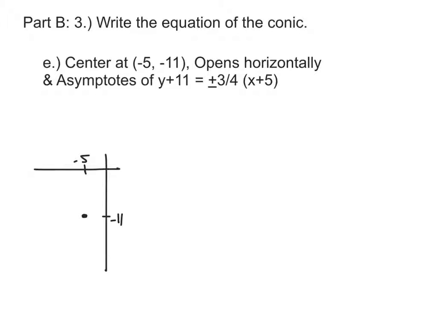The slope from the center is going to be plus or minus 3/4. So if we went up 3 and over 4, that would give us one asymptote. And the other asymptote would be down 3 over 4. So looking like this. And of course it opens horizontally, so each branch is going to be over here. Now this picture does help us out quite a bit.